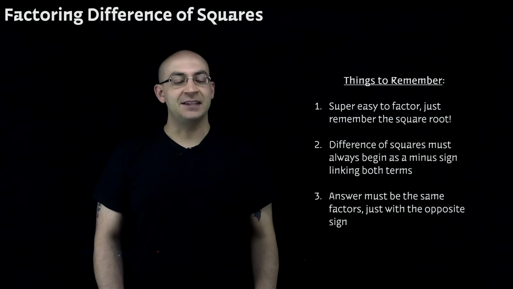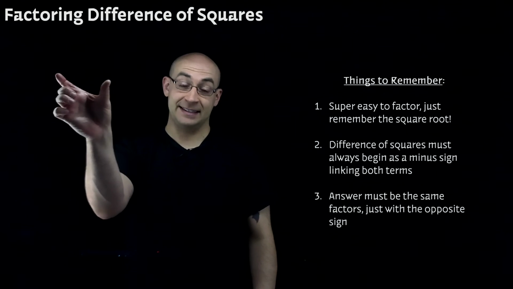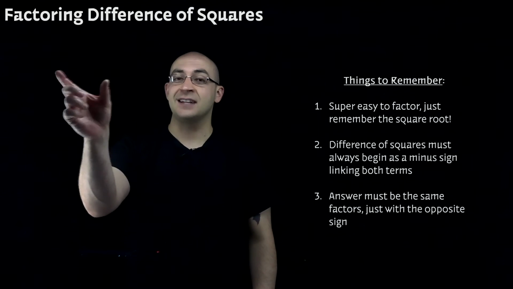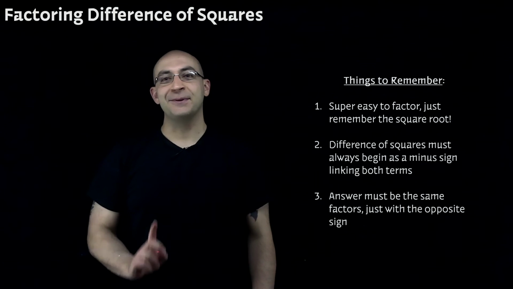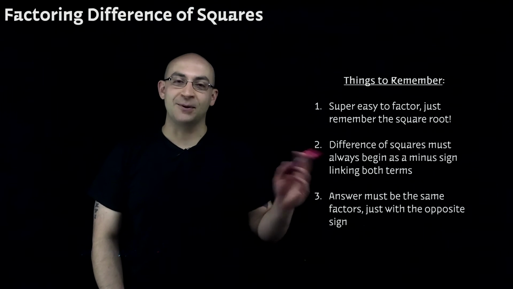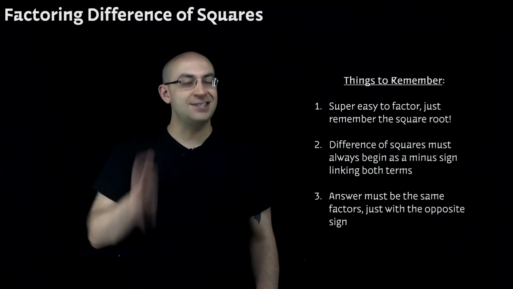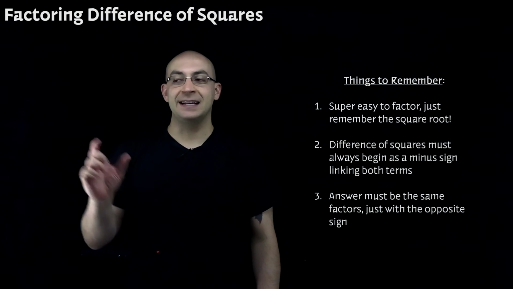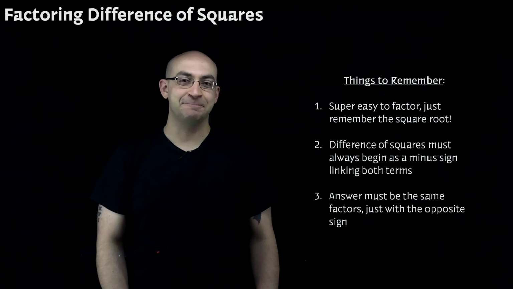Number 2, the difference of squares must always begin with a minus sign, meaning your initial problem needs to have a minus sign linking those two terms. If there's a plus sign, that's going to be a whole different video's worth of information. Number 3, your answer must be both sets of factors, so it's going to be the minus and the plus. Just like when we talked about conjugates, I need both factor pairs with the same numbers, just a different sign linking them together. See you later.